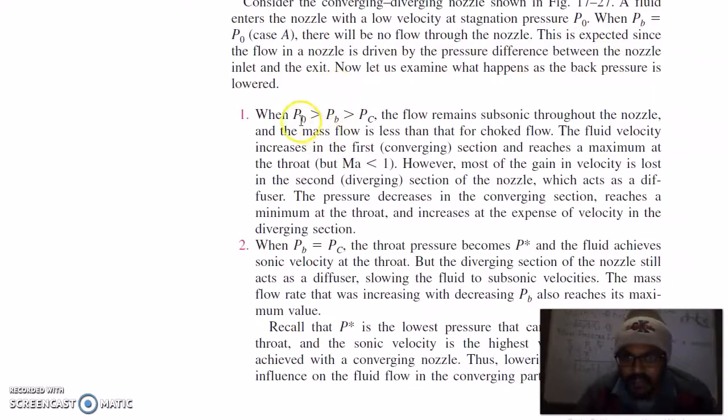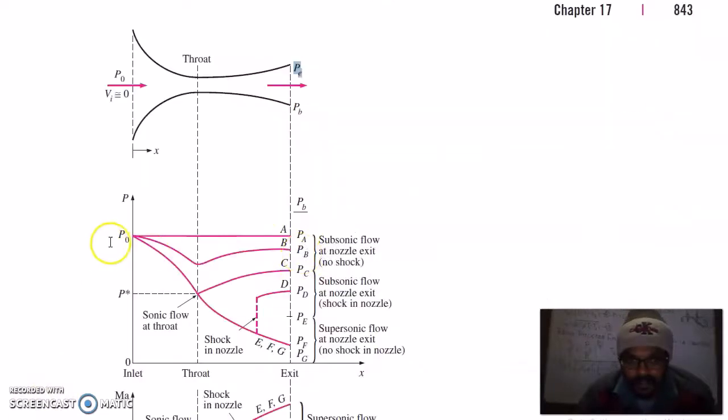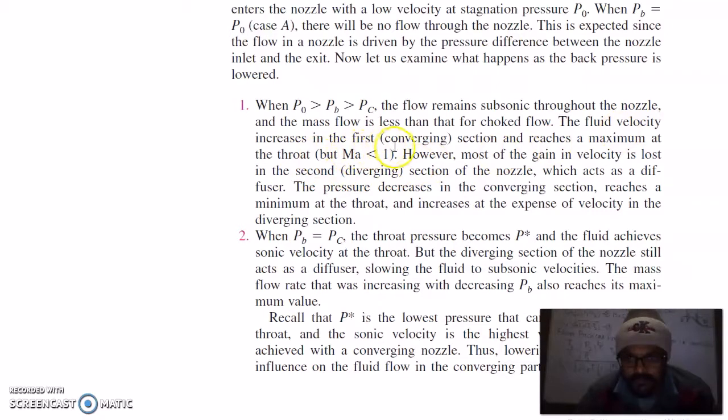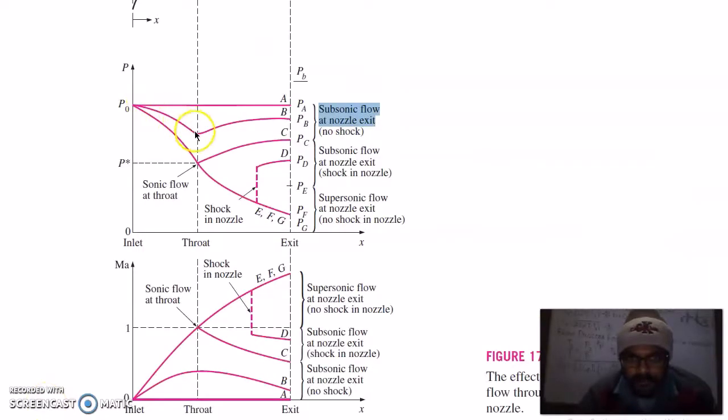So when P0 is greater than PV, which is greater than PC, the flow remains subsonic throughout the nozzle. You can see P0 is greater than PV, and when P0 is greater than PC, the flow is subsonic at the nozzle exit and there is no shock. The fluid velocity increases in the first converging section and reaches a maximum at the throat. You can see fluid velocity increasing when your Mach number is less than 1. This is curve B, which means in this curve B your Mach number is less than 1.